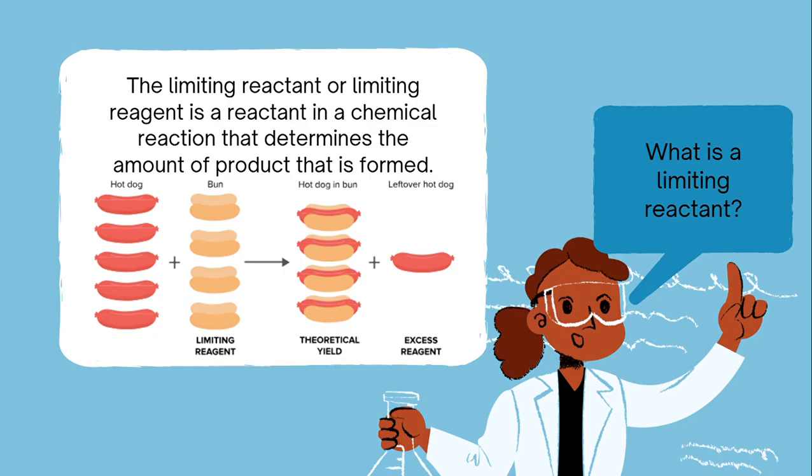What is a limiting reactant? A limiting reactant or limiting reagent is a reactant in a chemical reaction that determines the amount of product that is formed. So, based off the image provided, it's basically just what defines how much of something can be produced. As seen here, we have 5 sausages and 4 buns, but to make a hot dog, we need 1 of each. So we can only make 4 hot dogs because there's only 4 buns.